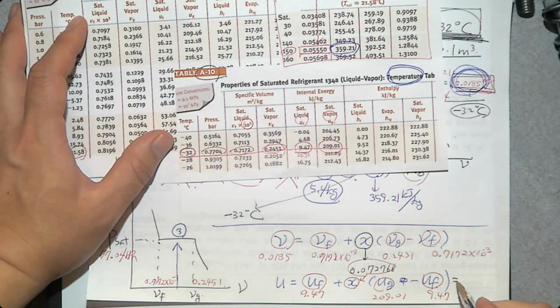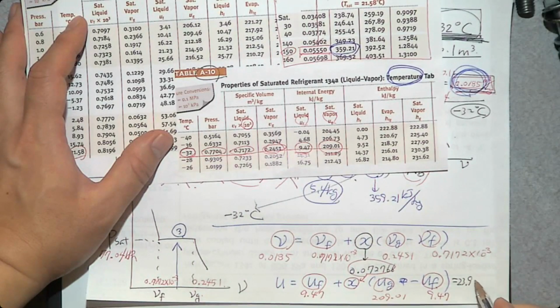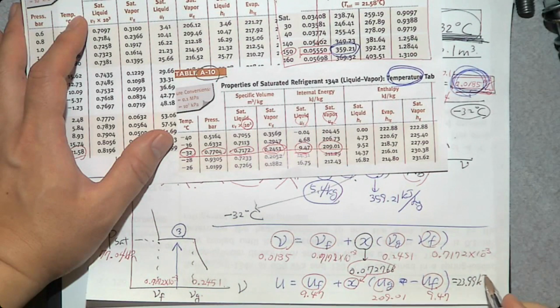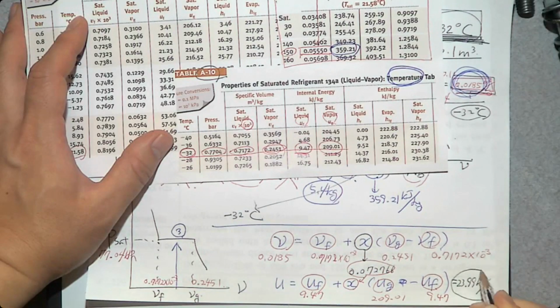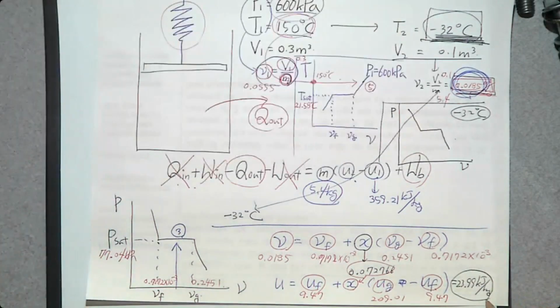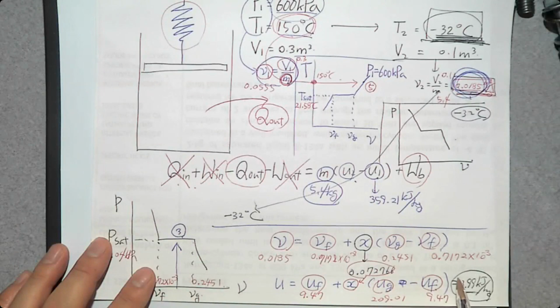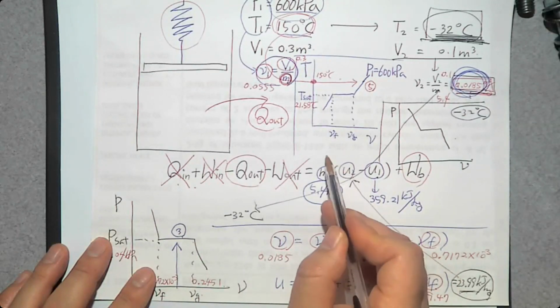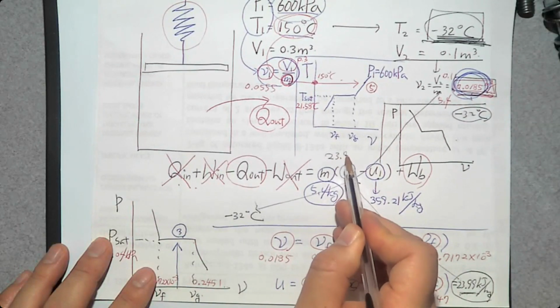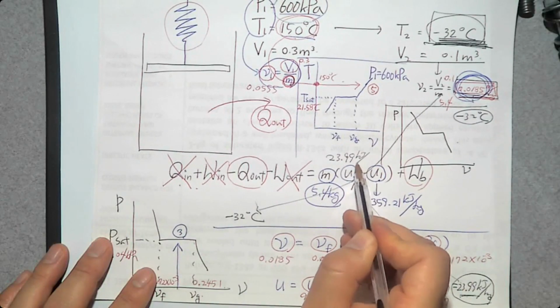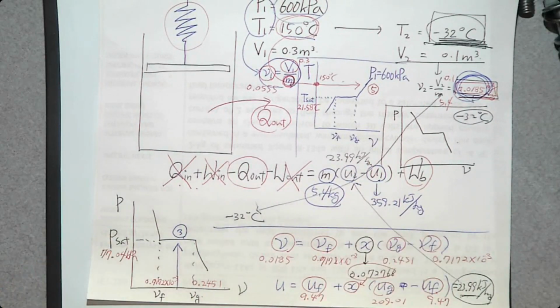Yes. Where is it? 23.99 kilojoule per kilogram. So this U2 goes here. 23.99 kilojoule per kilogram. So we found the mass, we found U2, we found U1.